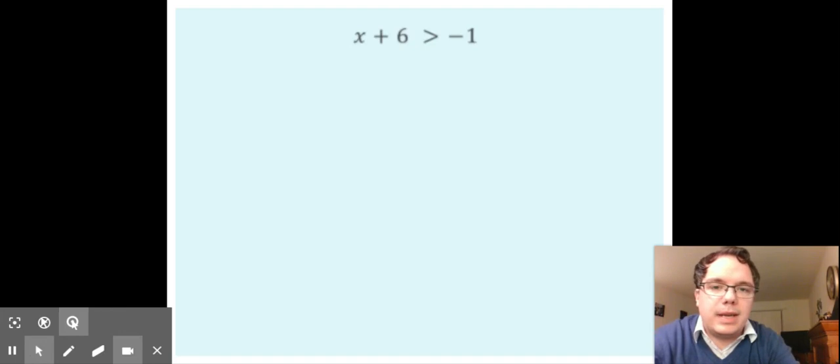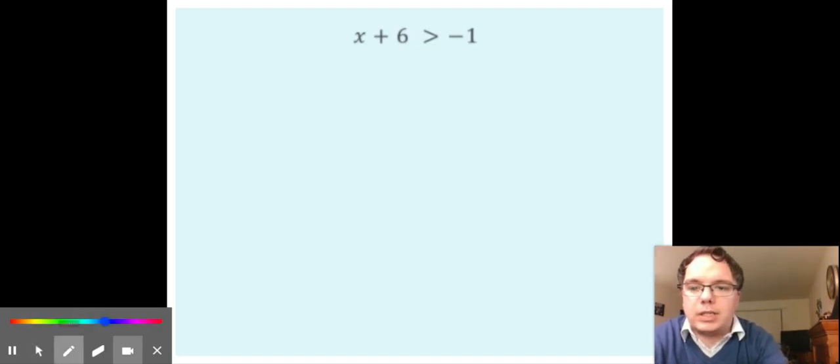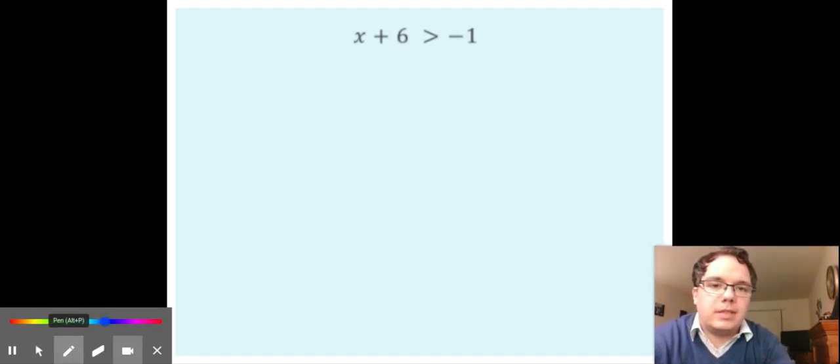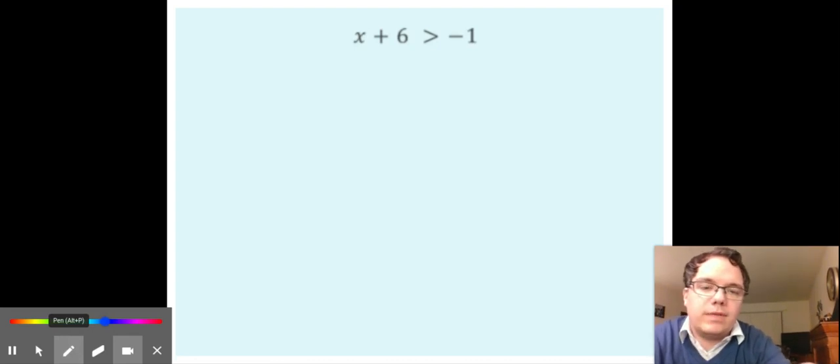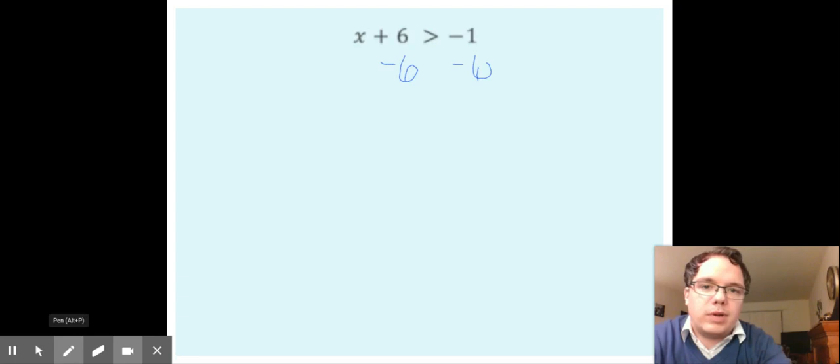All right, our second example was using subtraction. So if we have x plus 6 is greater than -1, the inverse operation of adding 6 is subtracting 6. So if we subtract 6 from both sides, we get x is greater than -7.